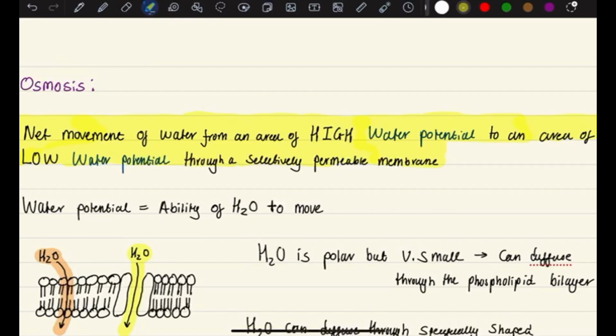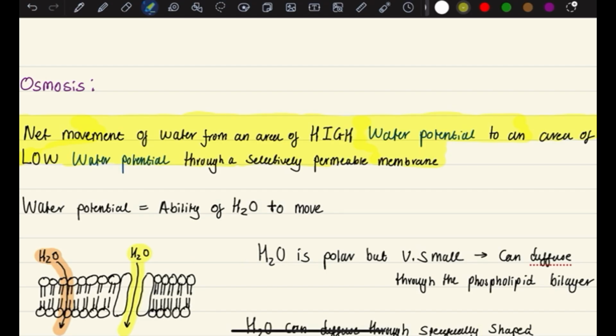Okay, so here's another one that we might have covered in our GCSEs, but it's osmosis. Now, osmosis, guys, remember, you need to get these definitions down, yeah? The net movement of water from an area of high water potential to an area of low water potential through a selectively permeable membrane. You can substitute that with plasma membrane, cell membrane. I just think for osmosis, it's nice to say selectively permeable, yeah?